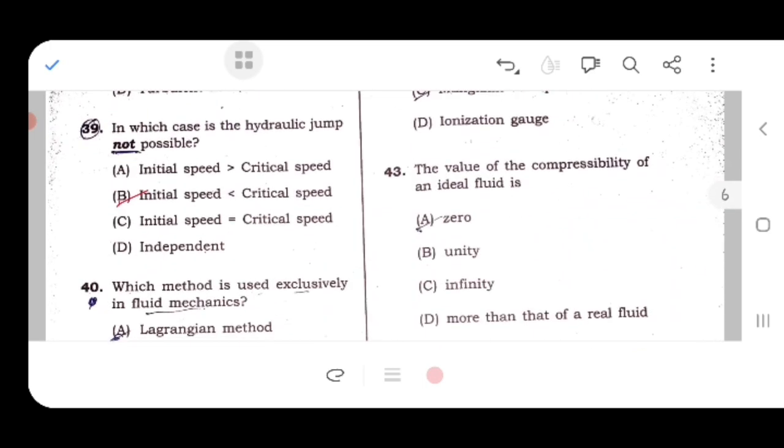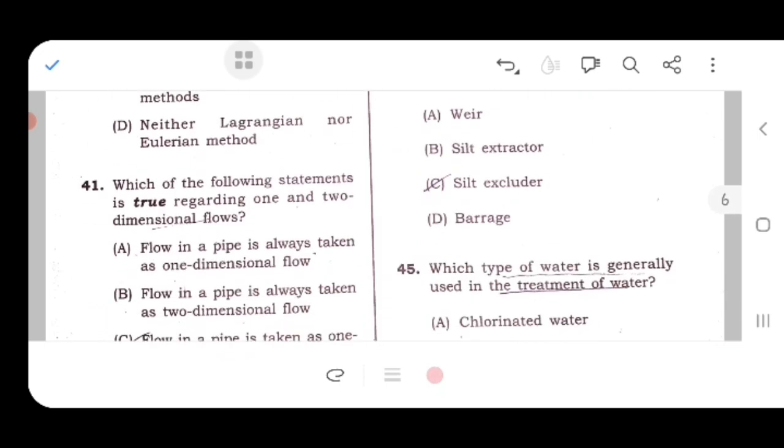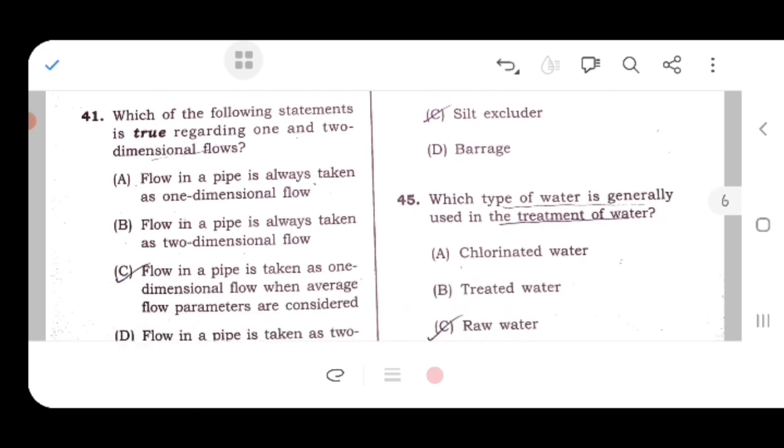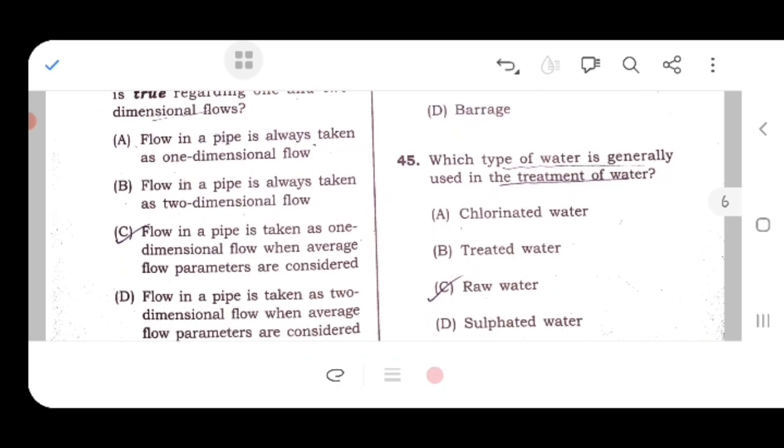Then, in which case is hydraulic jump not possible? That is initial speed less than critical speed. Which of the following is exclusively used in fluid mechanics? That is Eulerian method, because Lagrangian method is very lengthy. Which of the following statements is true regarding one and two dimensional flow? That is flow in pipe is taken as one dimensional flow when average flow parameters are considered.